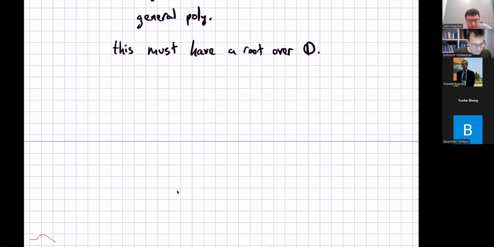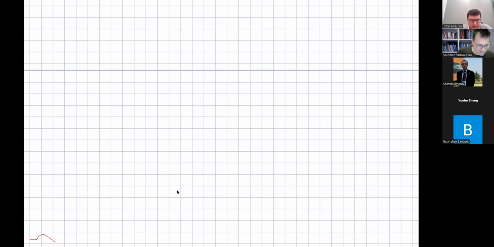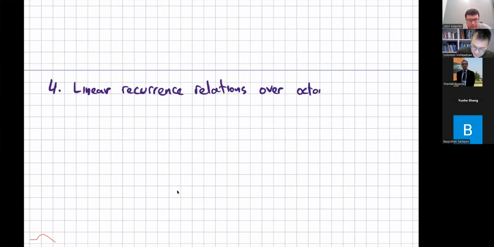So the final part, I don't have a lot of time, but I will just go over it quickly. Linear recurrence relations over Octonion algebras.